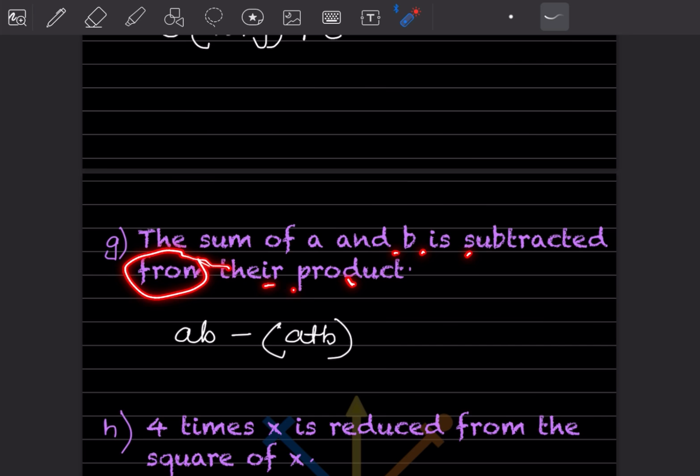Sum of a and b is subtracted from their product. See here, after from, their product means the product of a and b. So the product will be ab, and the sum of it will be subtracted. So you would write minus, and sum of a and b means a plus b.